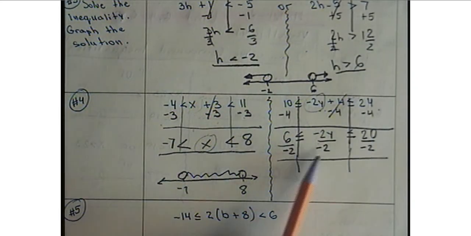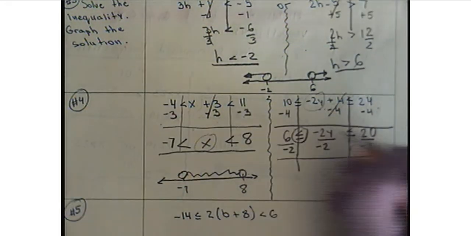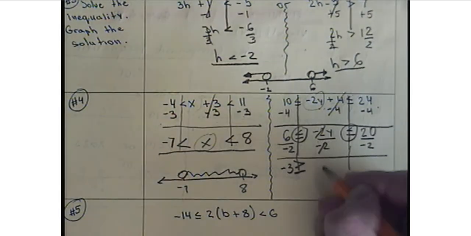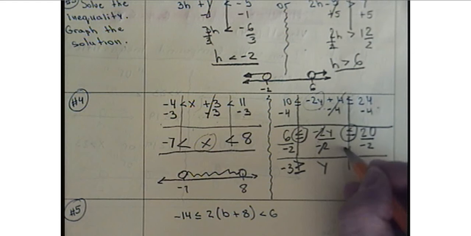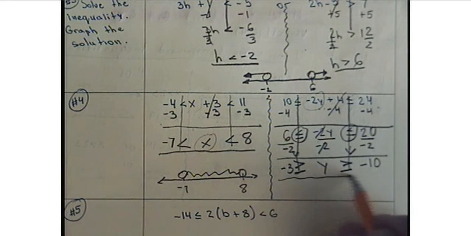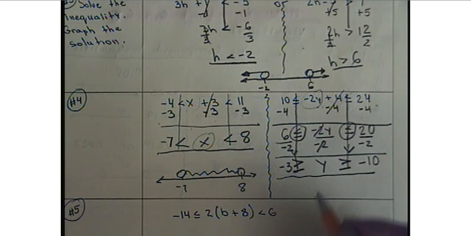Every time you divide or multiply by a negative number, you have to flip the sign of the inequality. So we need to flip all those signs. 6 divided by negative 2 is negative 3. This now changes to greater or equal. Negative 2 and negative 2 cancel. Y in the middle. This one changes also to greater or equal. 20 divided by negative 2 is negative 10. So that will be my final solution, and I'm gonna graph it.